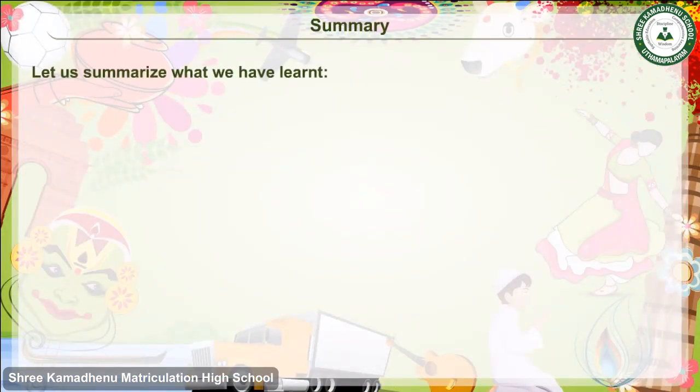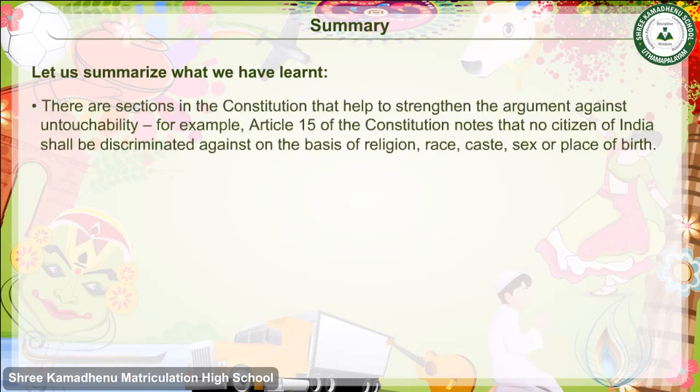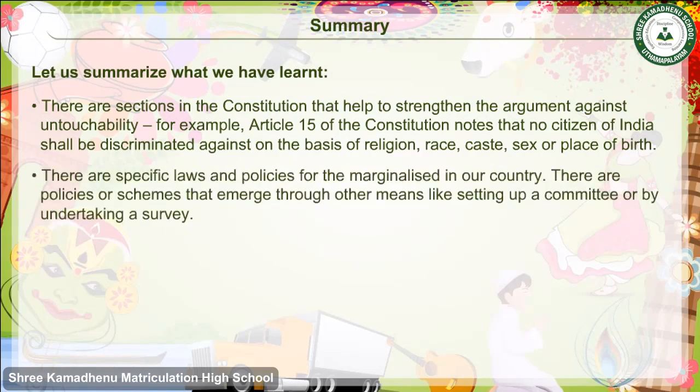Summary. Let us summarize what we have learned. There are sections in the Constitution that help to strengthen the argument against untouchability. For example, Article 15 of the Constitution notes that no citizen of India shall be discriminated against on the basis of religion, race, caste, sex, or place of birth. There are specific laws and policies for the marginalized in our country. There are policies or schemes that emerge through other means, like setting up a committee or undertaking a survey.